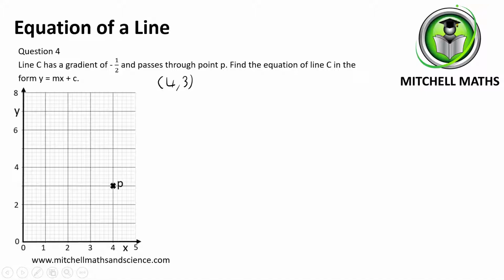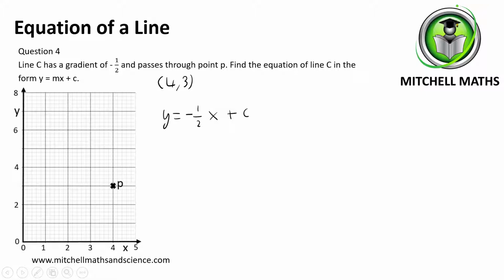If you have a gradient and a point which a line passes through, you can find the equation of that line. I'm going to put the gradient in first because that's minus a half. Remember, if you're looking at a straight line, the gradient is what m is equal to. So y equals minus a half x plus c.